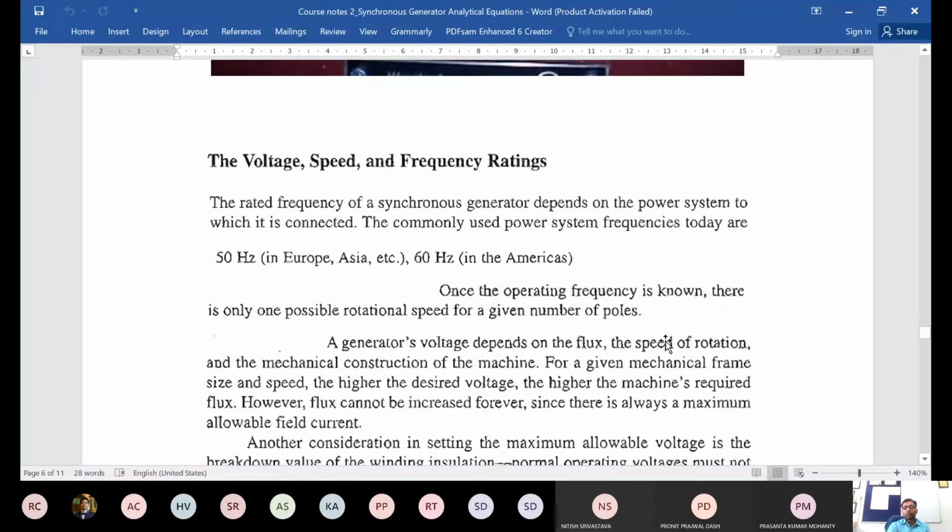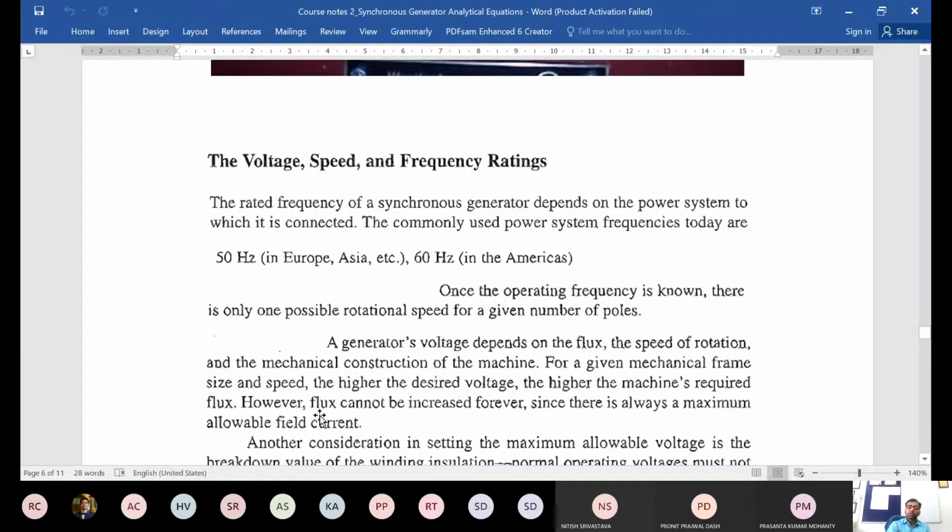So there is flux, and there is the speed of rotation and the mechanical construction of the machine. Mechanical construction is fixed once the machine is already constructed. Speed of rotation, as we discussed just above, because frequency is fixed and number of poles is fixed, is also fixed. So the generated voltage basically depends on the flux. And for a given mechanical frame size and speed, the higher the desired voltage, the higher the machine's required flux. That's also obvious. The greater the voltage you need generated, the more flux is required.